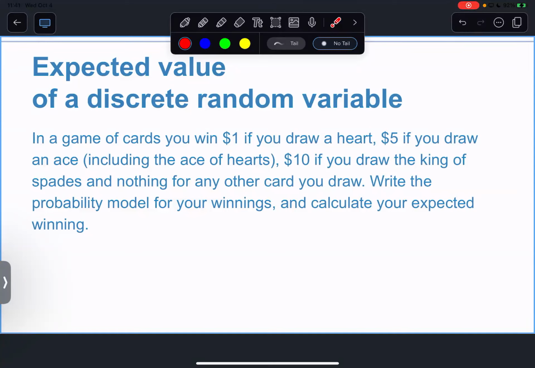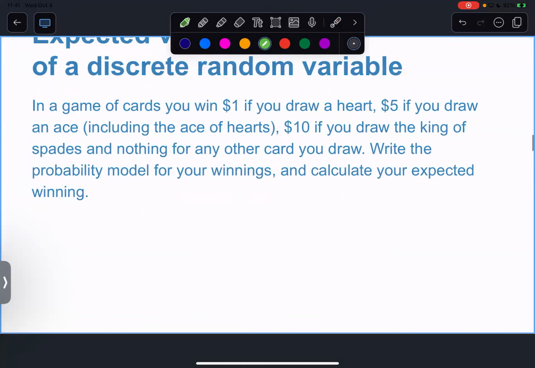Why do we have to calculate the probability model? Because it lists the possible outcomes and the probabilities of those outcomes. It just makes it easier. You don't have to. Well, in this case you do because they're telling us to, but we don't need to, but we need that information, so it's nice to compile it in a table.